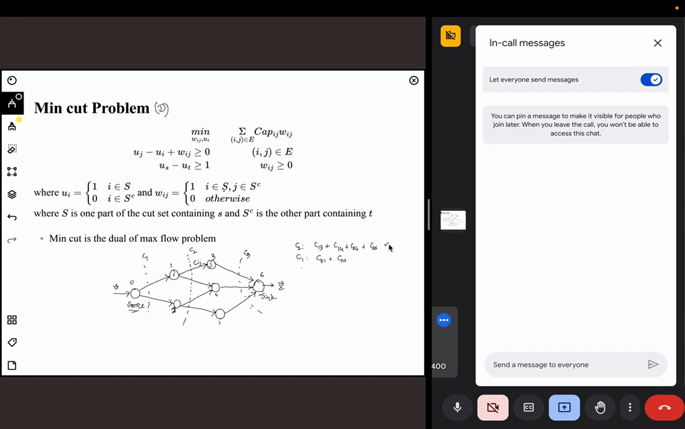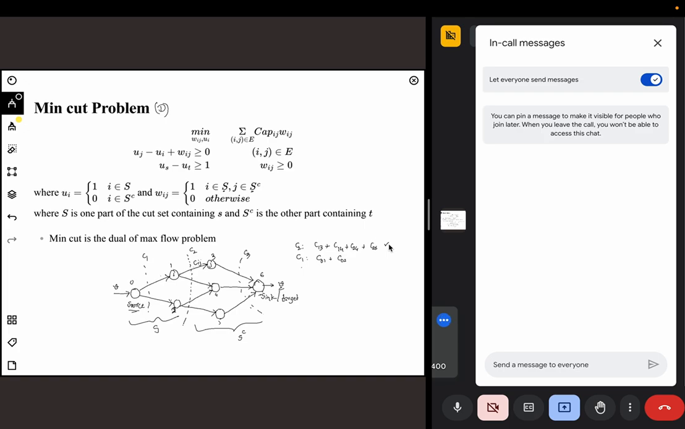So we are defining two sets S and S prime. So essentially when we cut, we are dividing it into two halves. One half we are calling S, and the other half we are calling S complement. So S is a set that is containing the source node, and S complement is a set that is containing the sink node, or let's say target node. So that is US and UT.